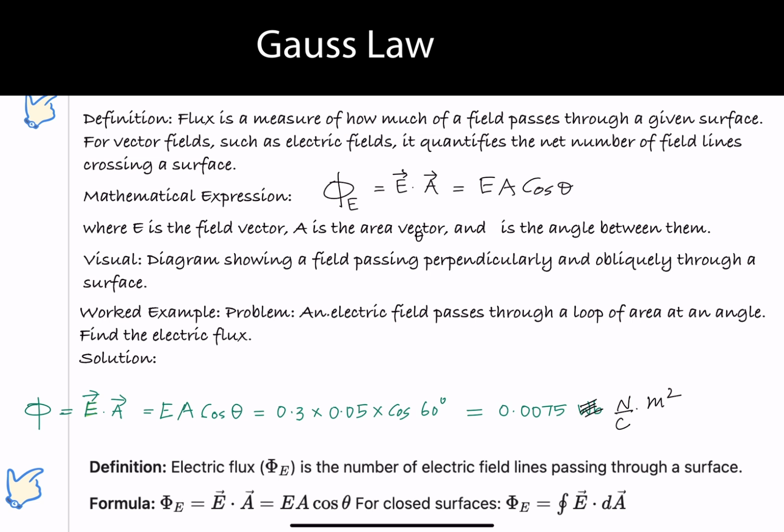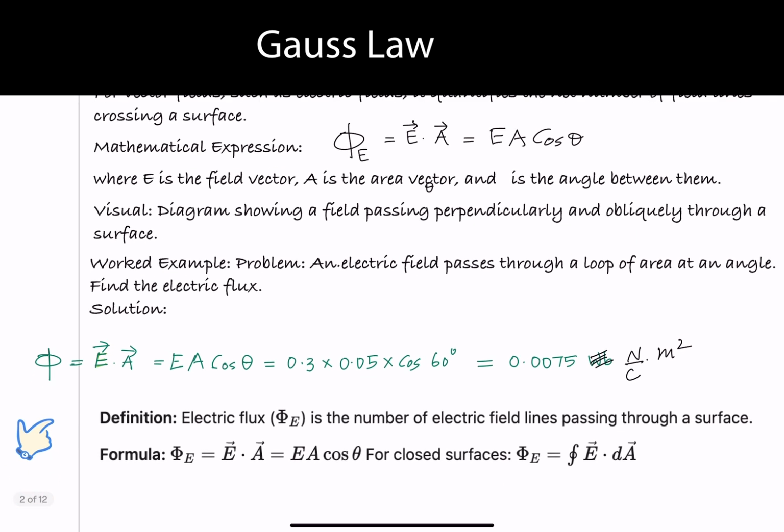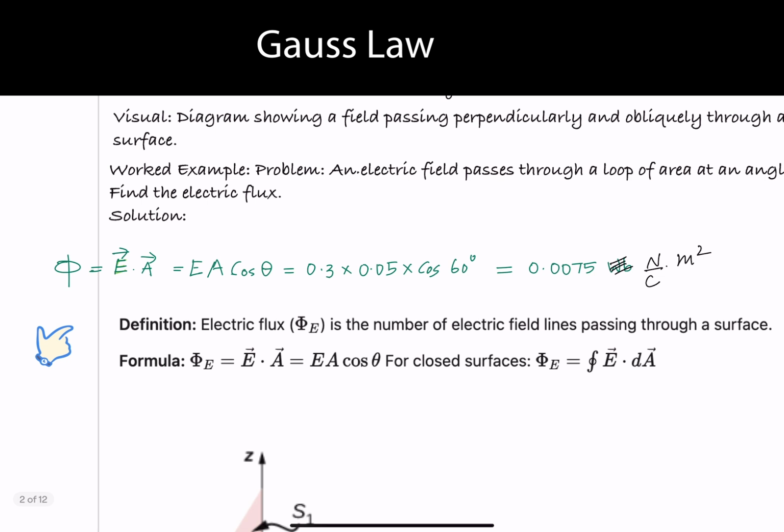So what is electric flux? Electric flux is a specification of this idea of flux, and here we focus on electric fields. Electric flux tells us how much electric field penetrates a surface or passes through a surface. If the field is perpendicular to the surface, flux is maximized. If the field is parallel to the surface, flux is zero. For closed surfaces, the electric flux measures the net number of electric field lines entering and exiting. So you have to consider both.